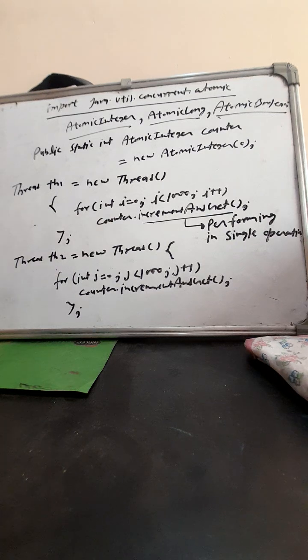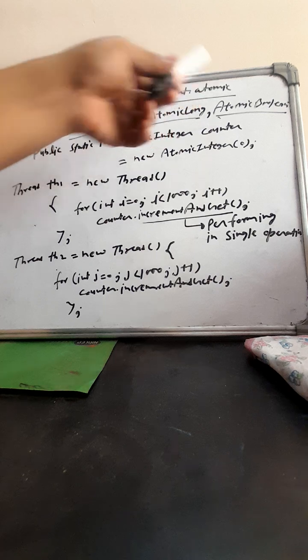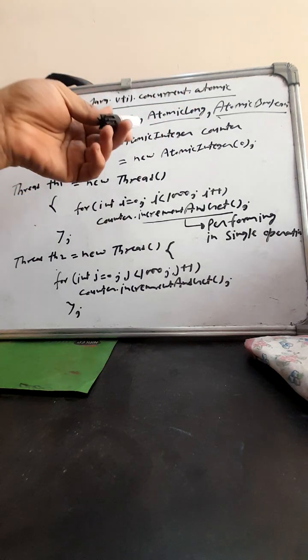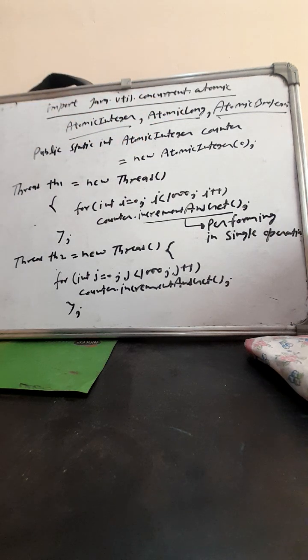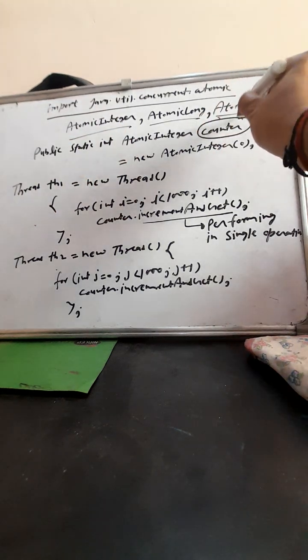Okay, so guys, here we have to import the java.util.concurrent.atomic package, and under this package we have some classes: AtomicInteger, AtomicLong, AtomicBoolean, and some other classes like AtomicReference. Okay, so public static AtomicInteger counter.